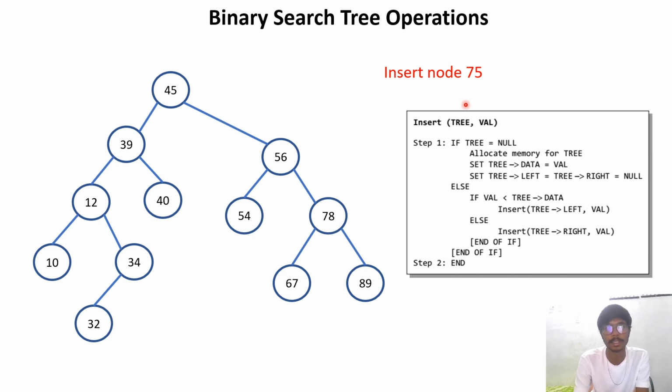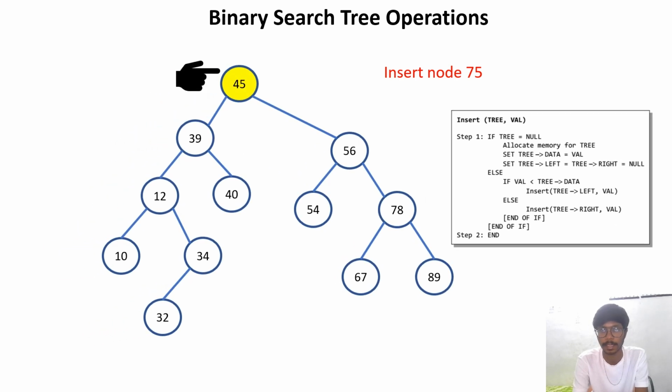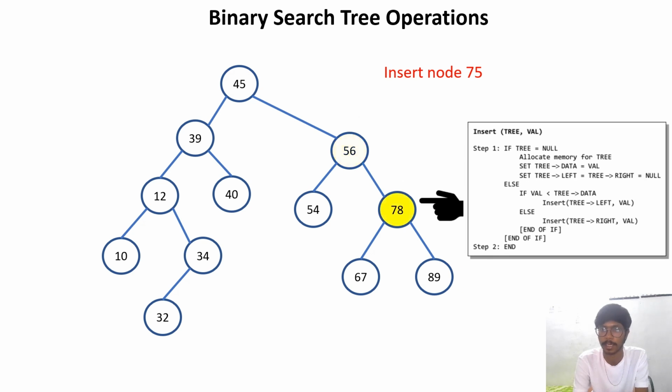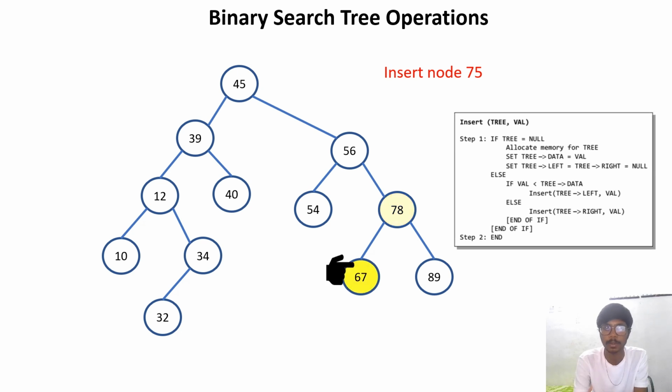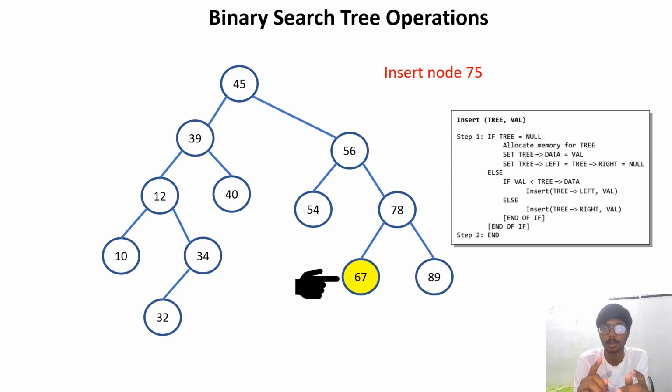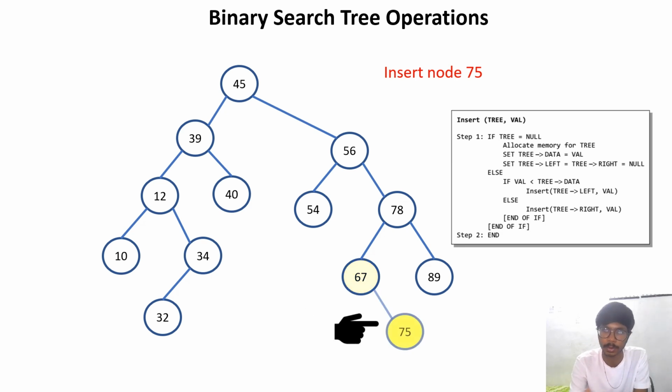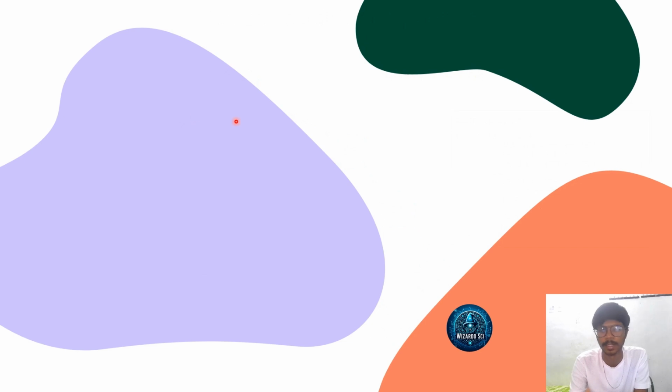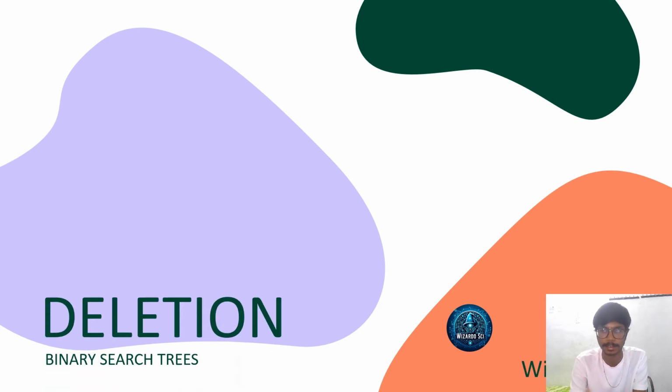If you have to insert 75, first 75 is greater than 45, so it will go to the right side. Then it is also greater than 56, so it will go right. And 78 is greater than that, so it will go left side. Then 75 is greater than 67, so it has to go towards the right. So that's it, guys. That is insertion. It is so simple. And let's see the bonus topic, deletion.